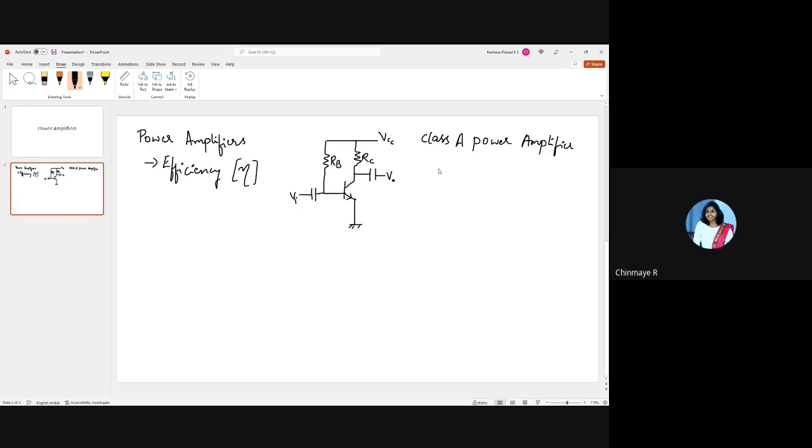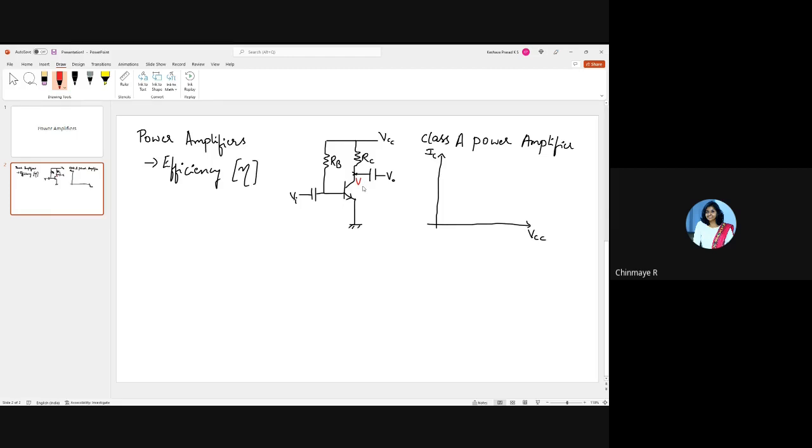Now let me draw the output characteristics of it. How do you think this will look if I plot the load line here? If I plot VCE versus IC, how will it look? What is the maximum value this point can take? I think all of you know how to draw the load line, correct? Let me call that some DC voltage V. All of you know what a load line is?